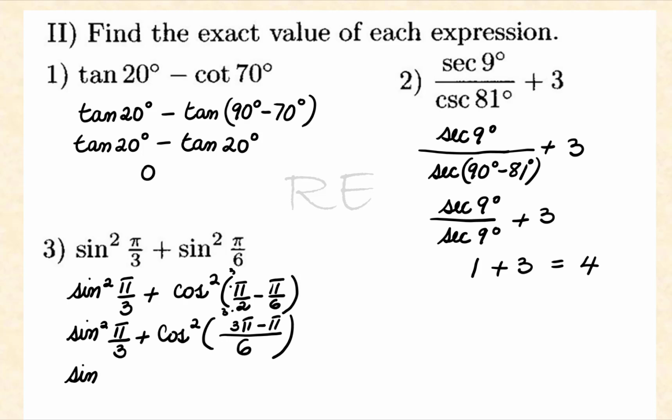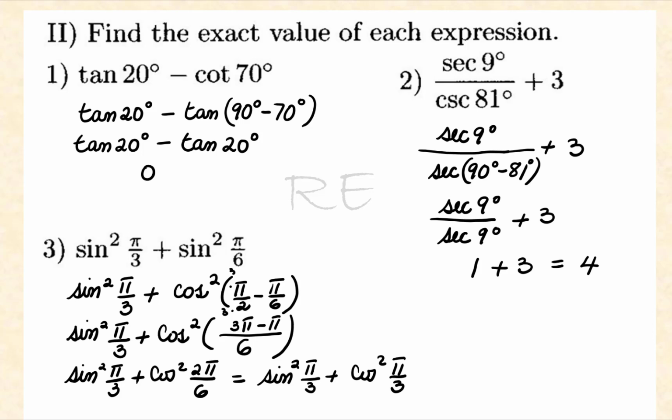Sine squared pi over 3 plus cosine squared of 2 pi over 6. 3 pi minus 1 pi. When we reduce 2 pi over 6, we get pi over 3. Cosine squared pi over 3. And sine squared pi over 3 plus cosine squared pi over 3 is equal to 1.